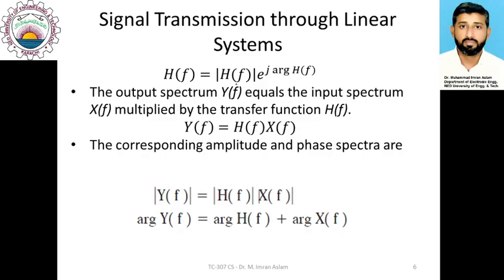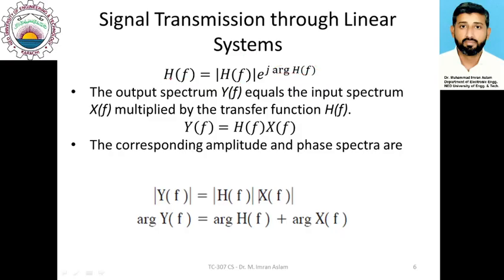I have mentioned that this H(f), the frequency response, is a complex number. Being a complex number means it has a certain amplitude and a certain phase, which is represented as the argument of H(f). So this arg of H(f) represents the phase, and you can see that it is dependent on frequency. Similarly, this modulus here represents the amplitude.